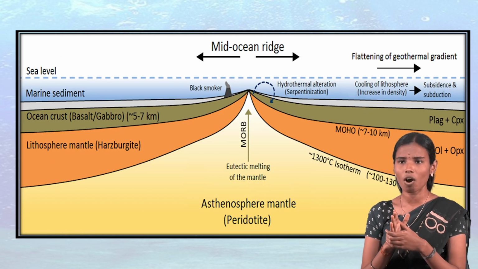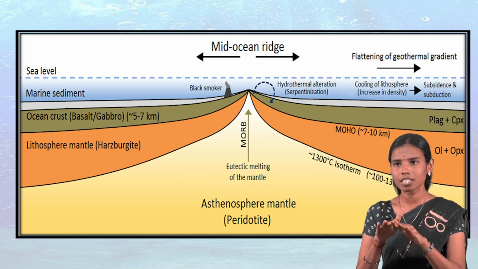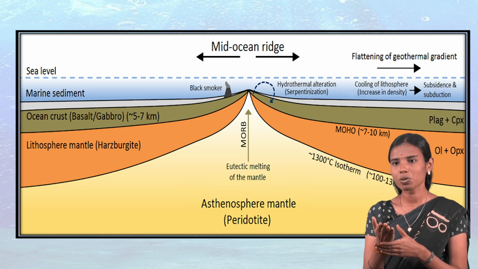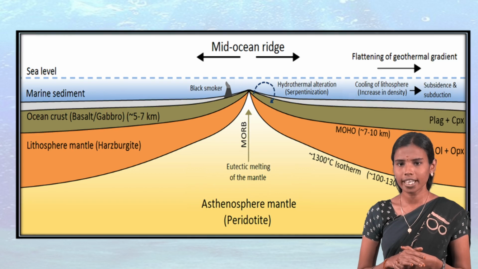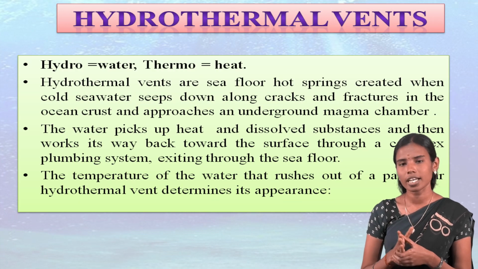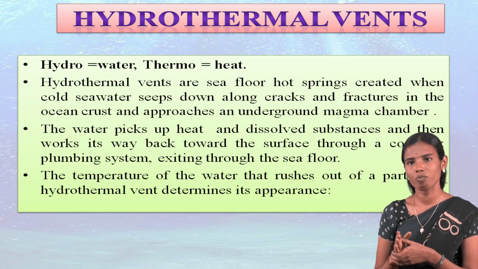This is the picture of mid-oceanic ridges where you can see how two plates move away from each other and how the mantle from the asthenosphere rises to the ocean floor. Next, we'll see about the features that exist in the mid-oceanic ridges. First one is the hydrothermal vents.